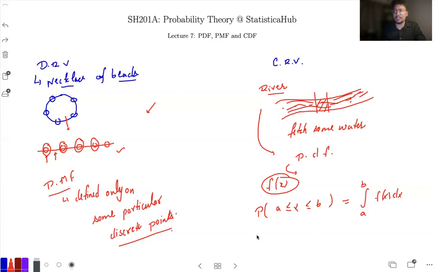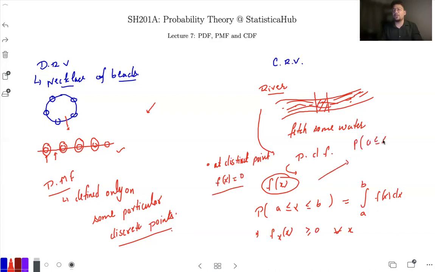Again, we are having the rule that the probability density function f of x at any particular point will be greater than or equal to 0 for all the values of x. But remember one point, at a distinct point the probability will be 0. That means if you integrate, the probability that a is less than or equal to x less than or equal to a is the integration from a to a of f of x dx. We are having the height, f of x, and this a to a is the length. So if the length is 0, the area will be 0, correct?